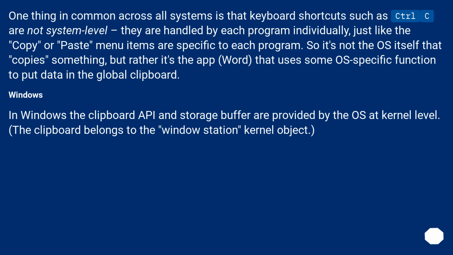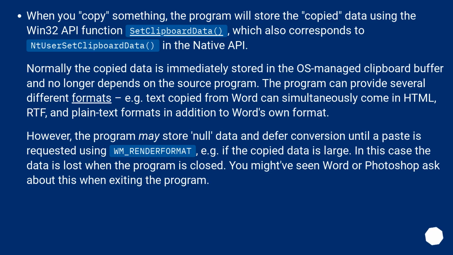Windows. In Windows, the Clipboard API and storage buffer are provided by the OS at kernel level. The clipboard belongs to the Windows Station kernel object. When you copy something, the program will store the copied data using the Win32 API function SetClipboardData, which also corresponds to NtUserSetClipboardData in the native API. Normally the copied data is immediately stored in the OS-managed clipboard buffer and no longer depends on the source program.